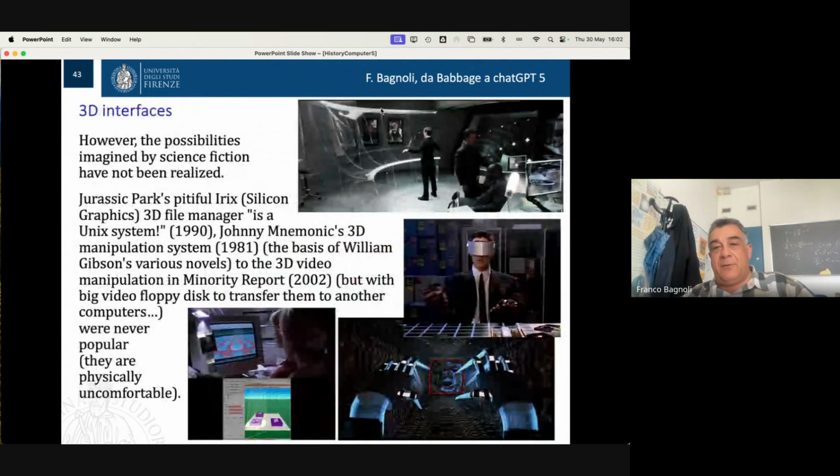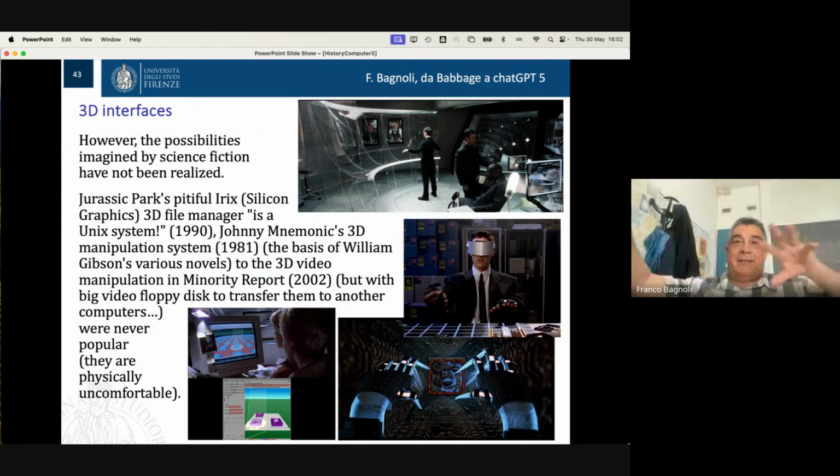Essentially, the problem is that you can, for instance, have a look at Minority Report or Johnny Mnemonic. They are extremely heavy from the physical point of view. If you manipulate things by grasping them, you are essentially exhausted after 10 minutes, and it is very different from typing on a keyboard or moving a mouse.